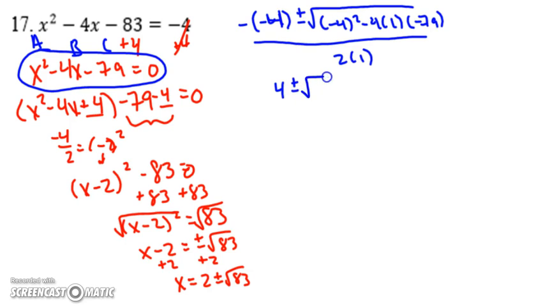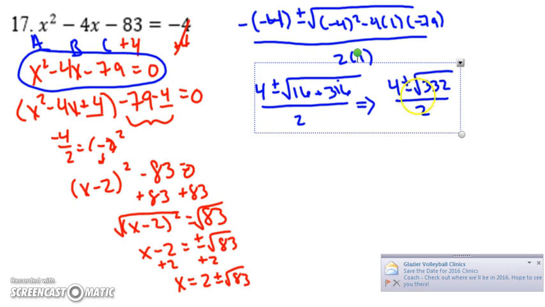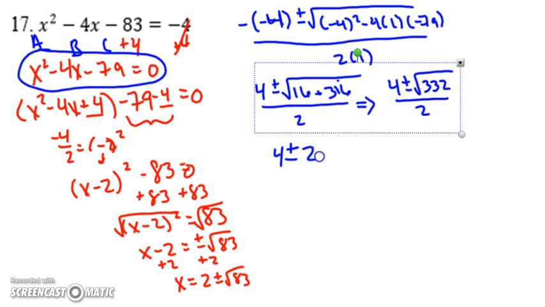Plus or minus the square root. Negative 4 squared gives us 16, and then we have negative 4, positive 1, negative 79. When I multiply those, I get plus 316, all over 2. So then I combine what's inside the radical there. We got 4 plus or minus radical 332, all over 2. And then if we simplify 332, so you break down the radical there and you use the tree, you'll get plus or minus 2 radical 83 all over 2.